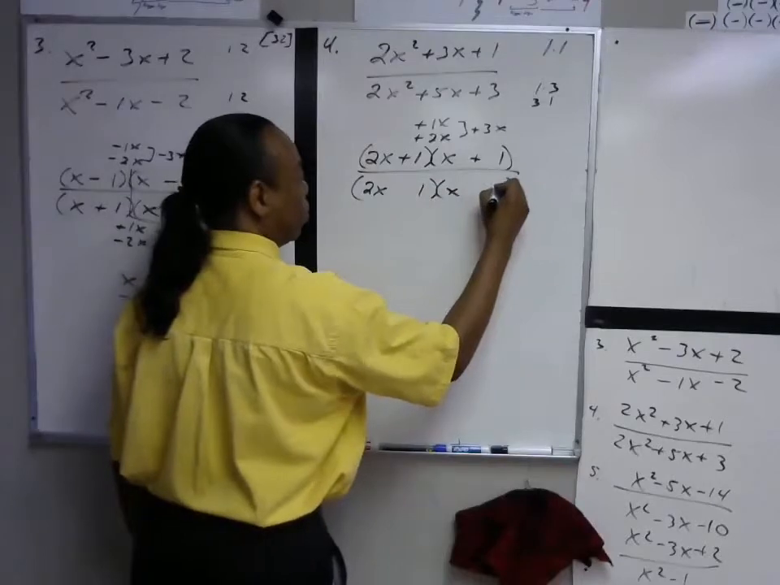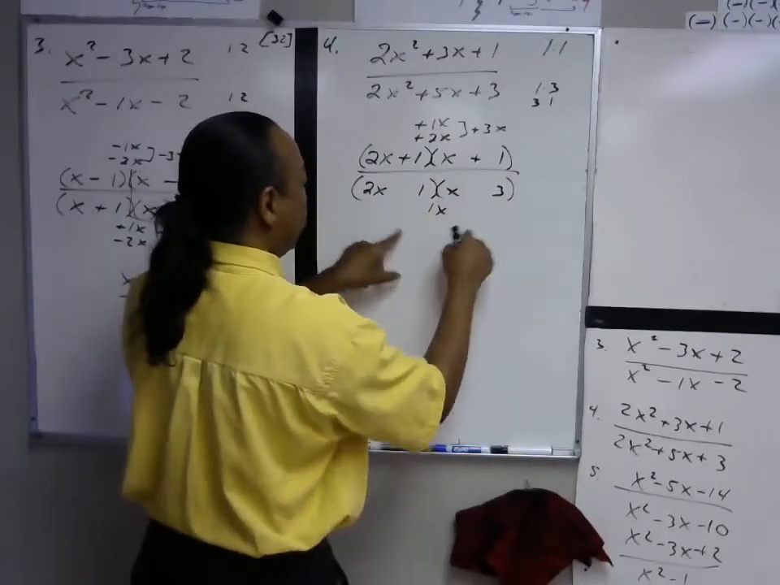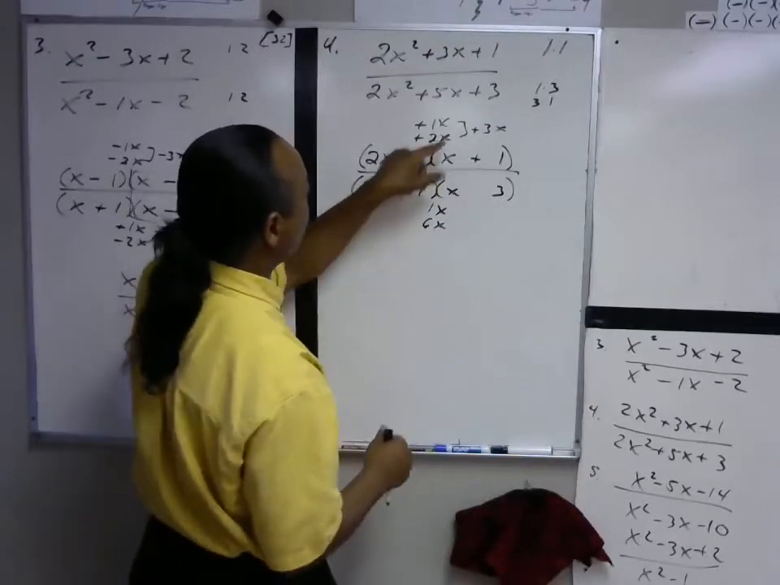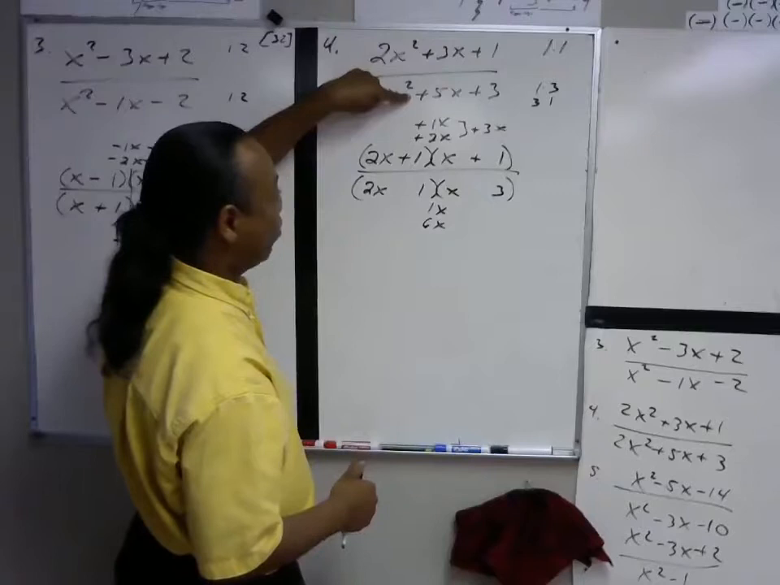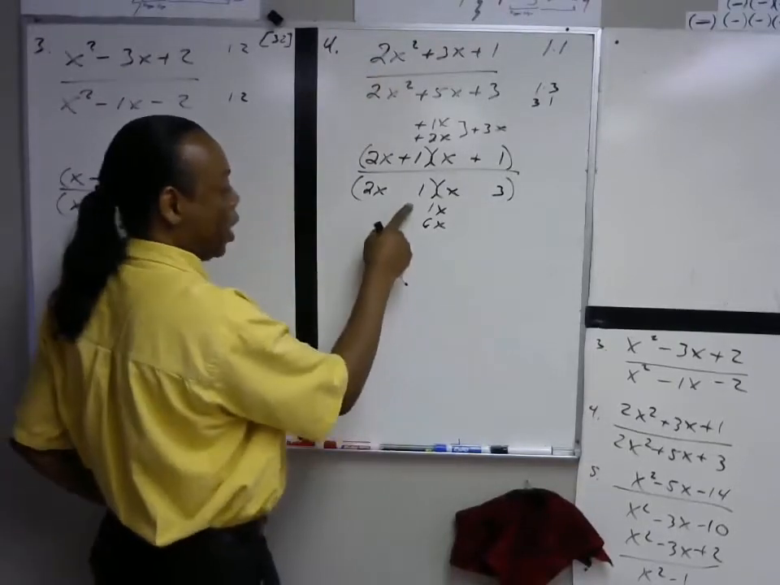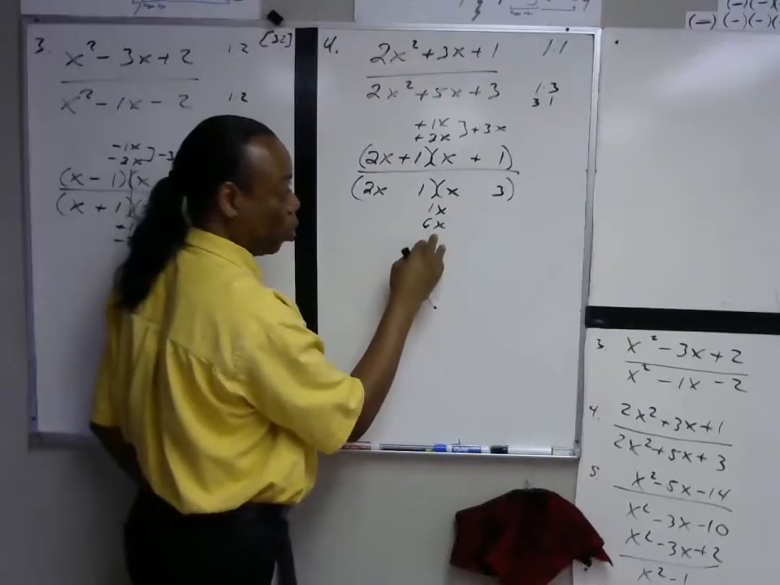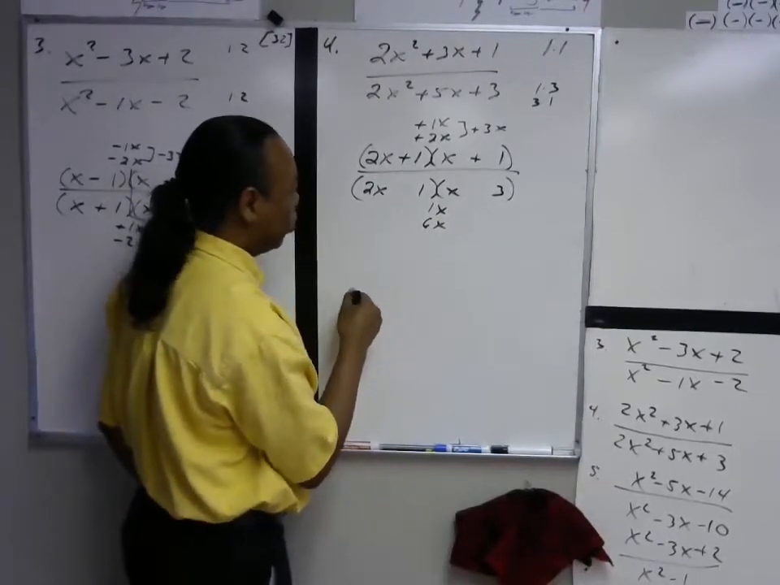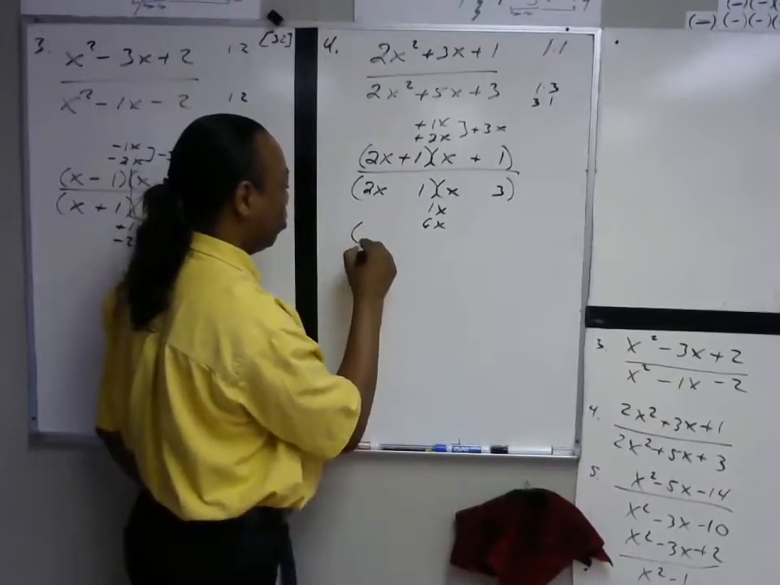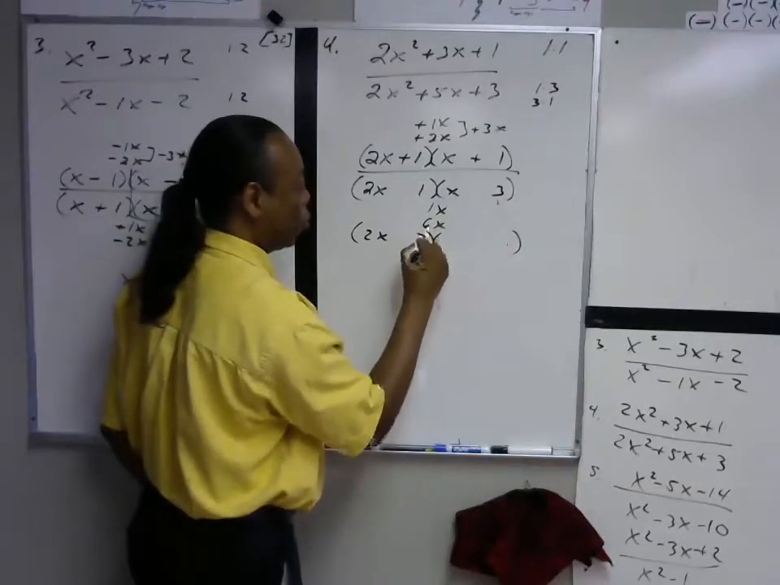So 1 times 3. Okay. So first I have 1x, and here we have 6x. We want the same signs, but we want a 5x. Well, there's no way I can have the same signs here and get a 5x. So this wouldn't work. So let's change that up a little bit. Let's try, instead of 1 times 3, let's try 3 times 1.